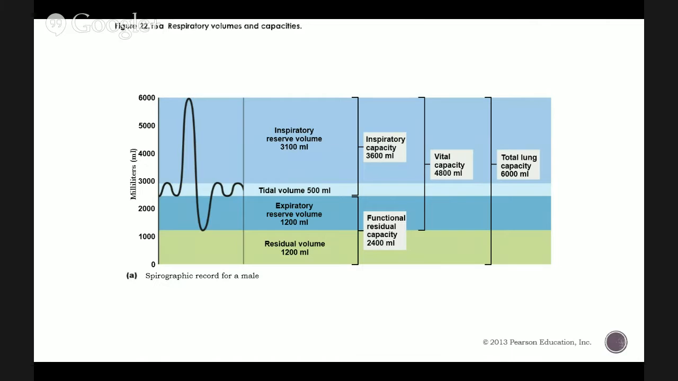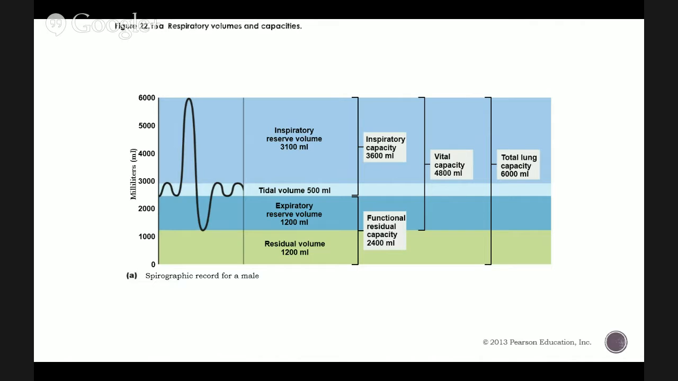All right, so when we do something called a spirograph, now spirometry has changed over the years. Now a lot of it's done with computers and it's computerized, so you don't have the old-fashioned spirograph that we used to have. But the old-fashioned spirograph, for people who still use it, looked like a column, and it had a little pen on it that would go up and down.